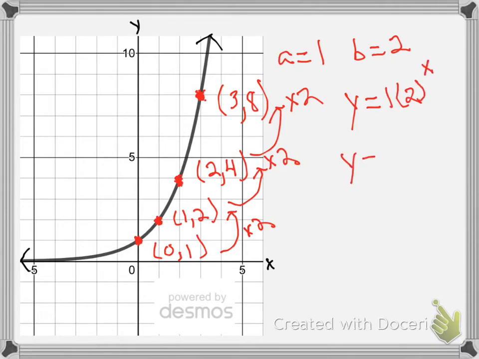But if the y-intercept is 1, we're multiplying by 1, that's not going to change anything. So we really can just drop the parentheses and the 1, and our equation will be y equals 2 to the x power, okay? So let's do a couple more, all right?